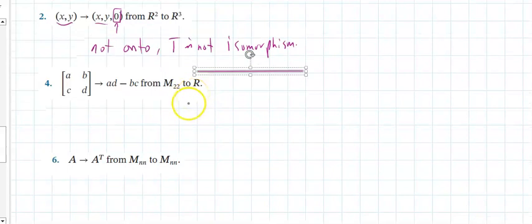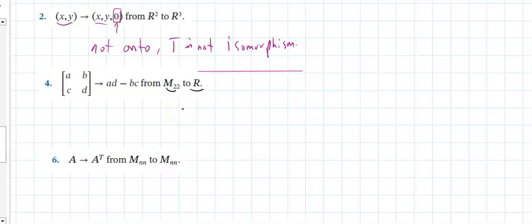On 4, so given a matrix M22 into R, where R could be anything, well, let's see how this works. What if that is 0? What would happen? So this is not isomorphic because it's not a linear transformation.